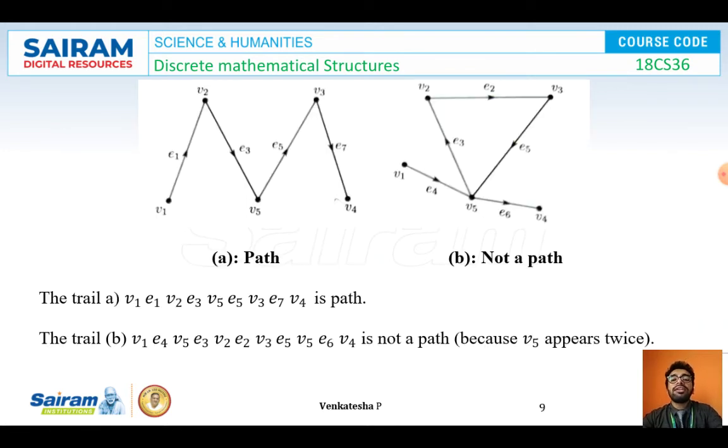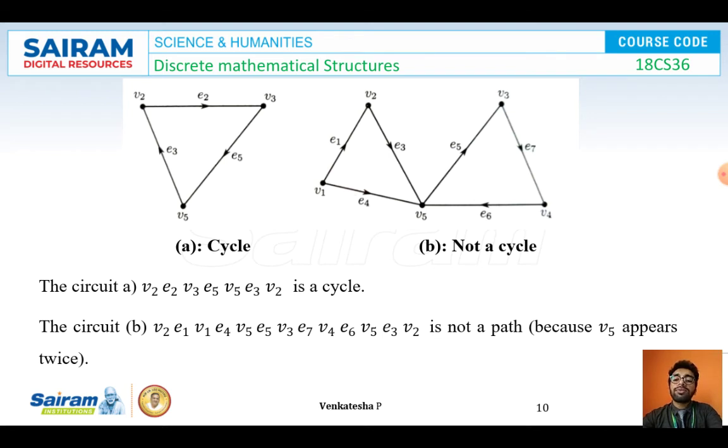For example, we can see this graph is a path and this is not a path. This is because this trial contains v1 e1 v2 e3 v5 e5 v3 e7 v4, and here no vertex is repeated, so it is a path. But in this trial v1 e4 v5 e3 v2 e2 v3 e5 v5 e6 v4, the vertex v5 is repeating here, so this trial is not a path.